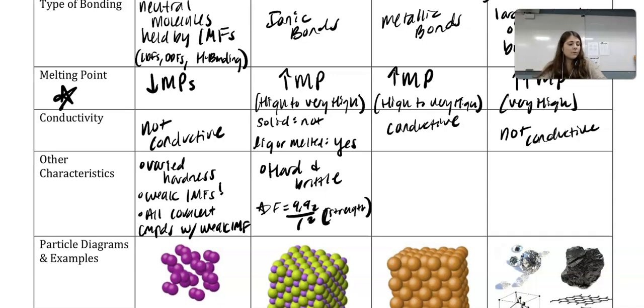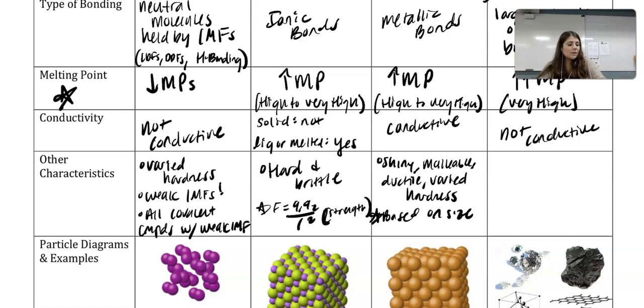Next, for metallic, they're going to be shiny, malleable, and ductile, and they do have varied hardness. Here, I'll put a star, based on size and valence electrons. That's going to help us look at the strength of those metallics.